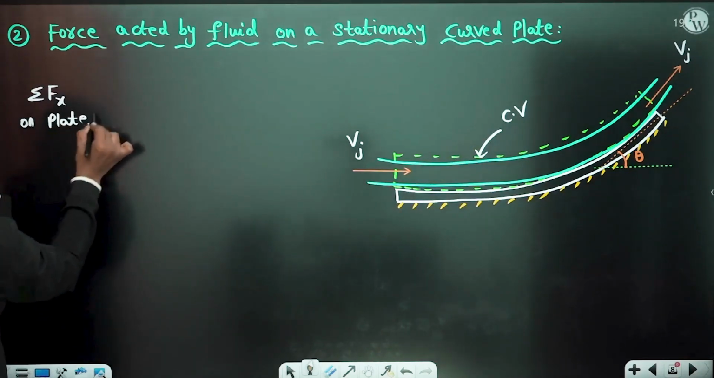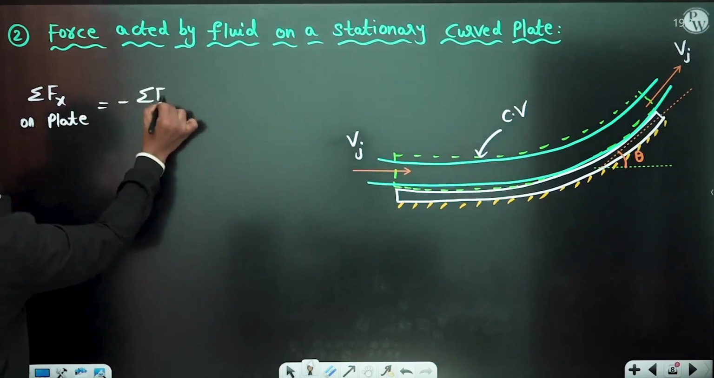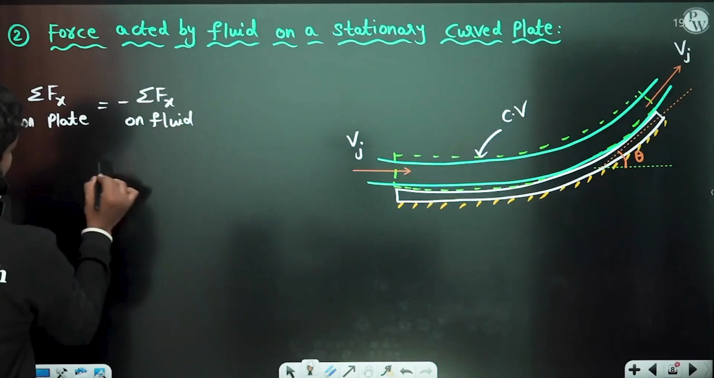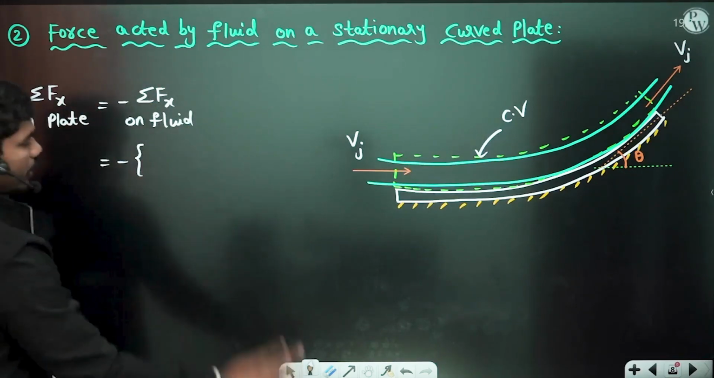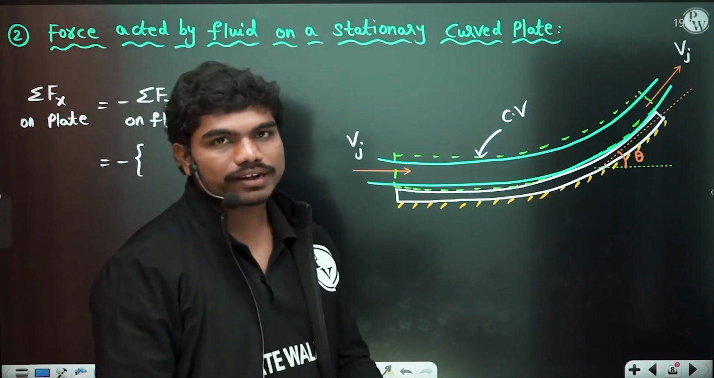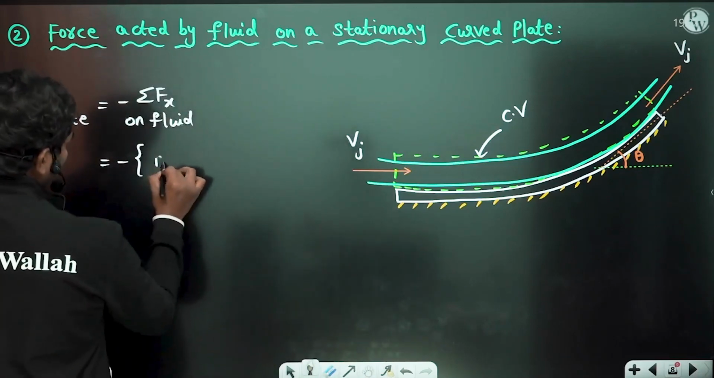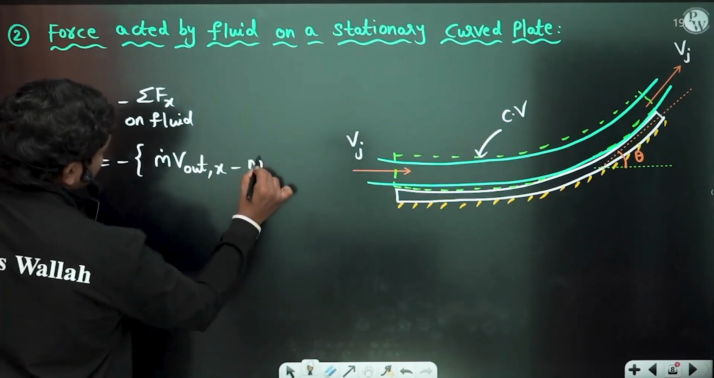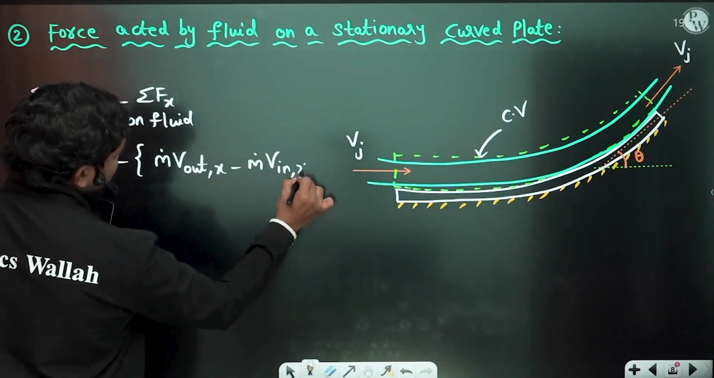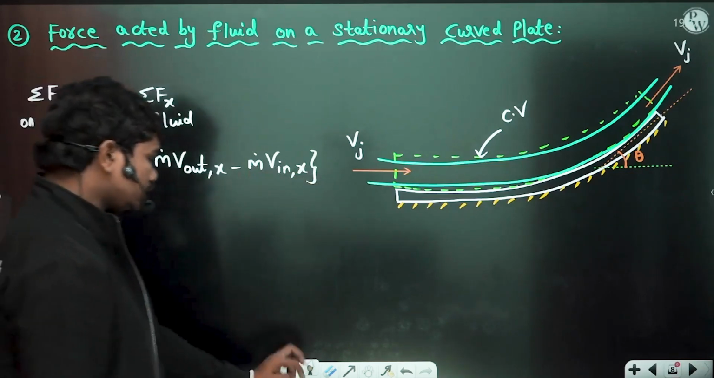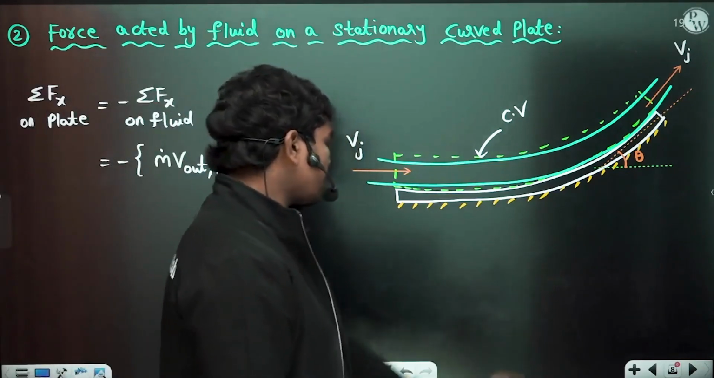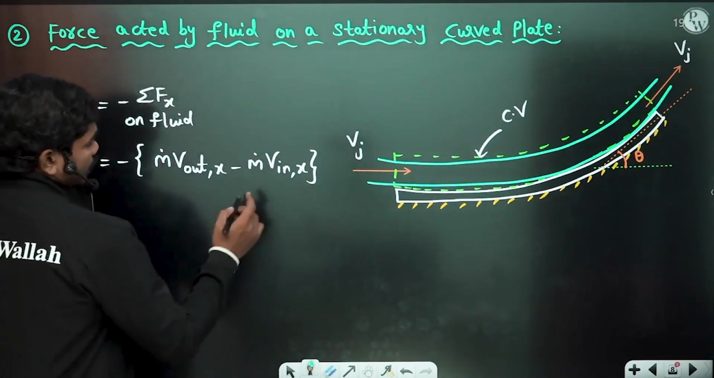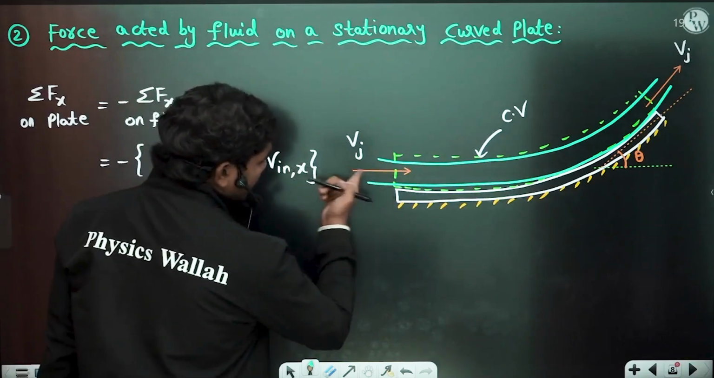is equal to minus sigma fx on fluid. Correct? So this is equal to minus, and sigma fx on fluid is nothing but the momentum change of the fluid: m dot v out in the x direction minus m dot v in the x direction. Clear? Here at the inlet the complete fluid is moving exactly in the x direction.